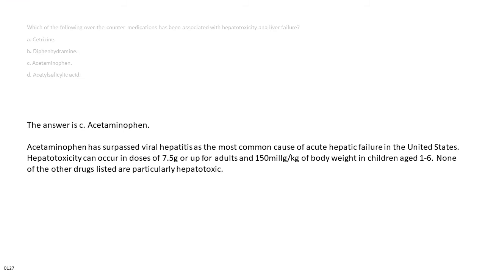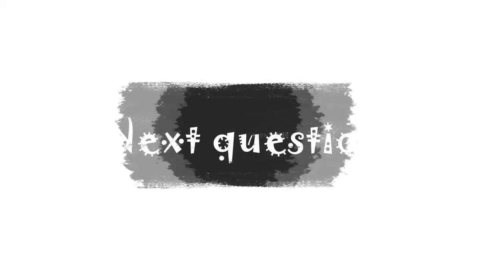The answer is C. Acetaminophen. Acetaminophen has surpassed viral hepatitis as the most common cause of acute hepatic failure in the United States. Hepatotoxicity can occur in doses of 7.5 grams or up for adults and 150 milligrams per kg of body weight in children aged 1 to 6. None of the other drugs listed are particularly hepatotoxic.